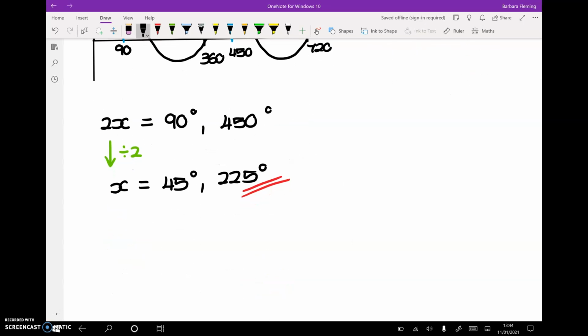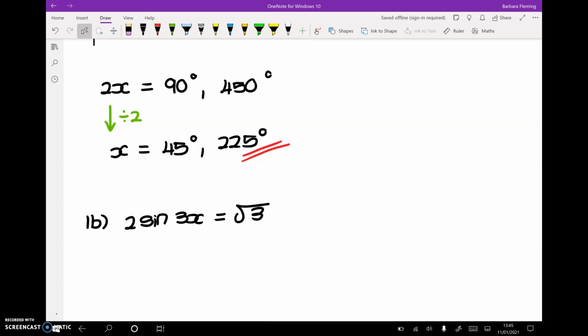Okay. Question 1b. 2 sine 3x equals root 3. So we want sine of our angle on its own, so we do have a step to do first. We have to get rid of that 2. Opposite of times by 2 is dividing by 2, and what you do to one side, you do to the other. So you're left with sine of 3x equals root 3 over 2.